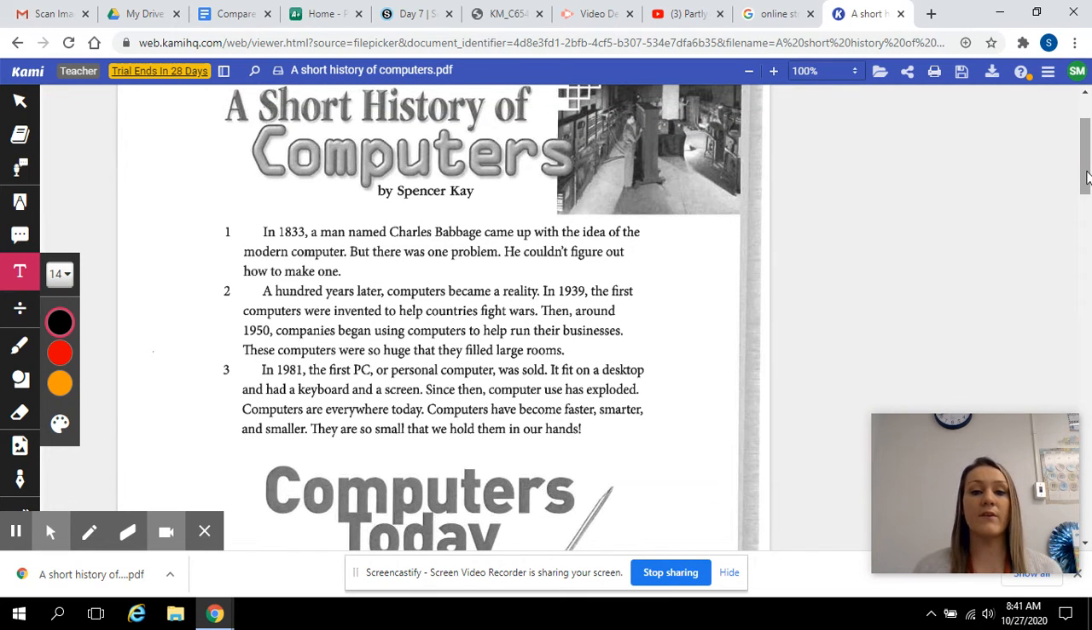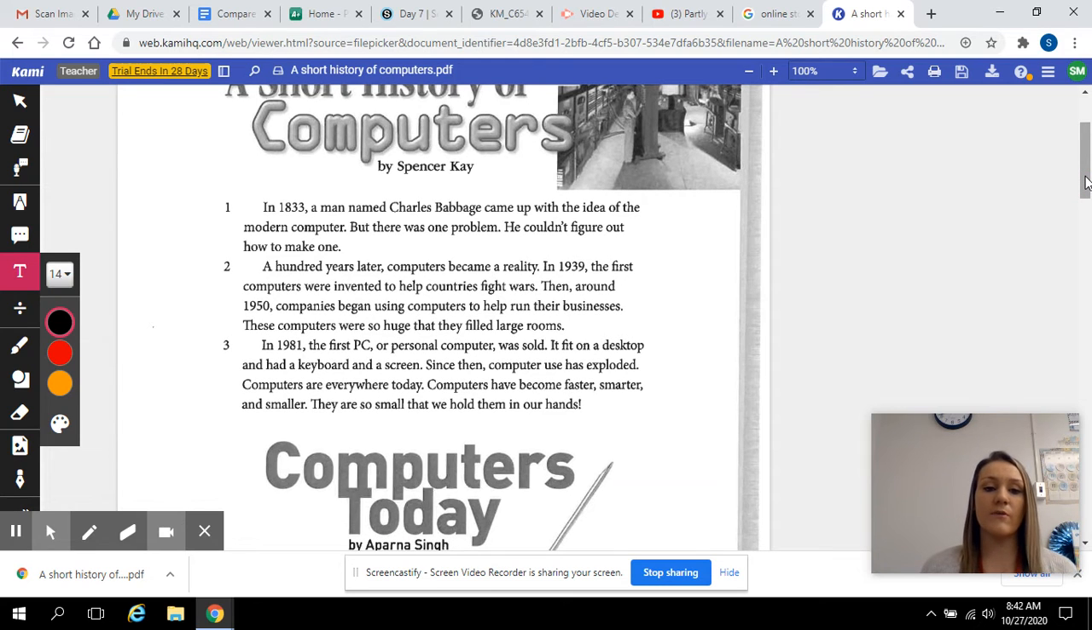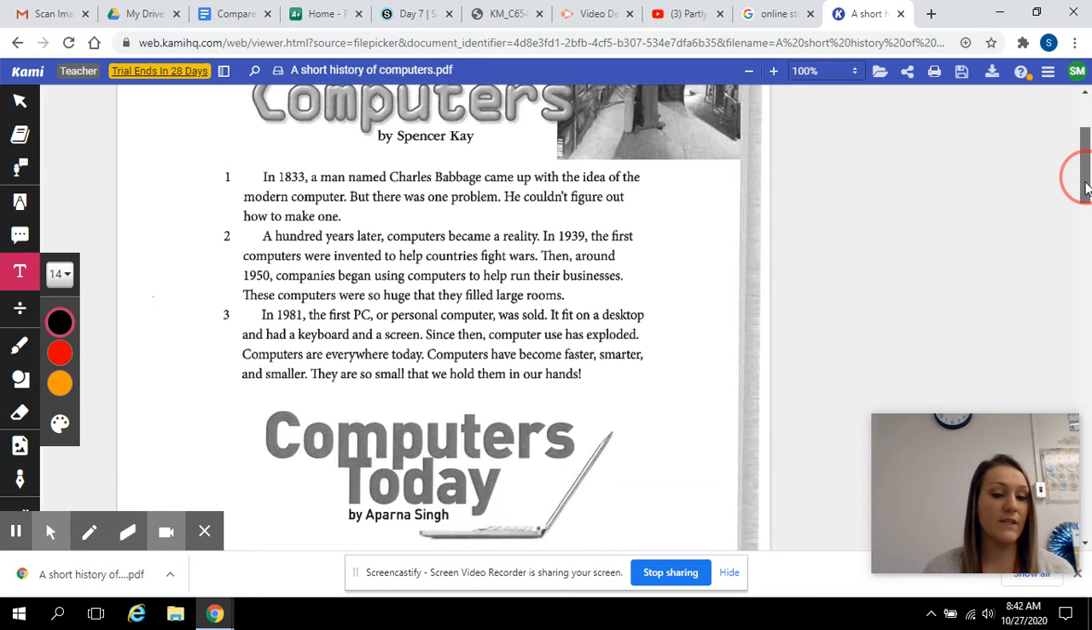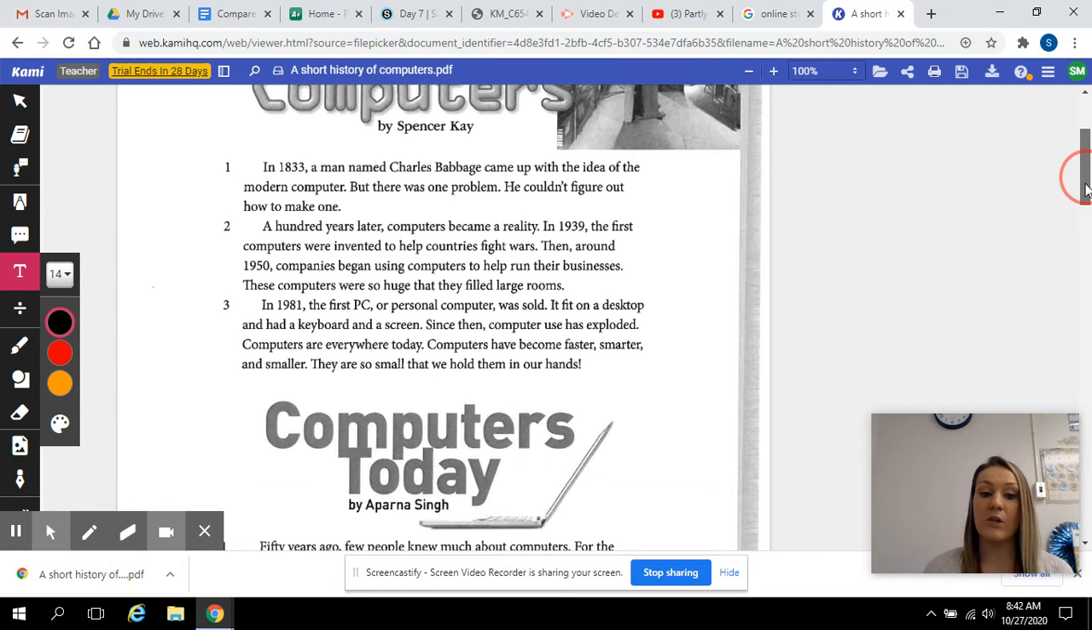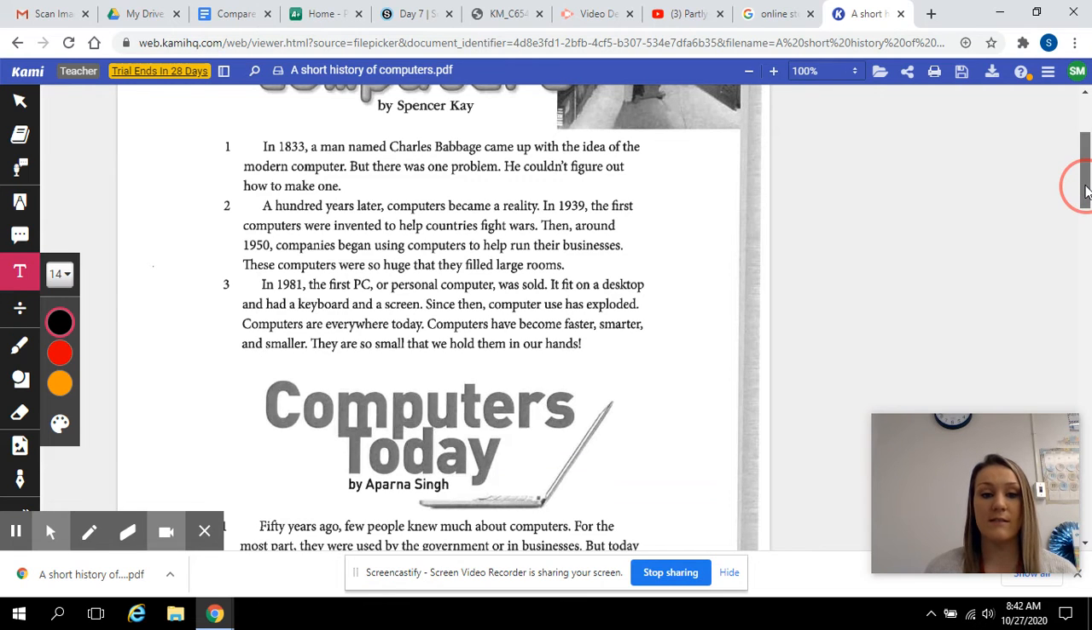So a short history of computers. In 1833, a man named Charles Babbage came up with the idea of the modern computer. But there was one problem. He couldn't figure out how to make one. 100 years later, computer became a reality. In 1939, the first computers were invented to help countries fight wars. Then, around 1950, companies began using computers to help run their businesses. These computers were so huge that they filled large rooms.